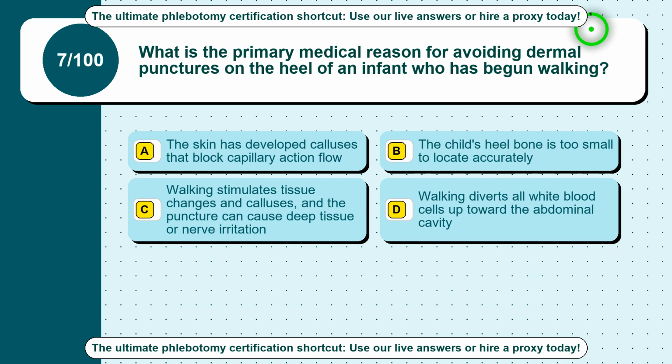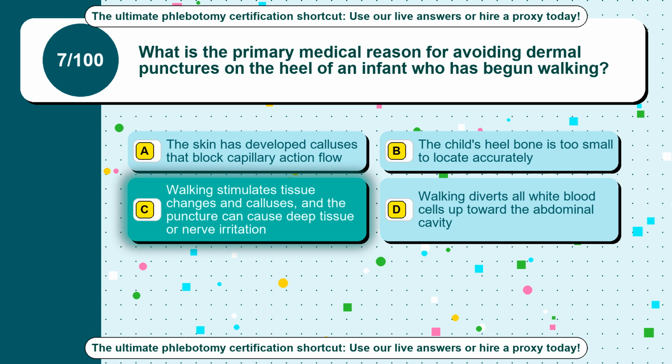Question 7. What is the primary medical reason for avoiding dermal punctures on the heel of an infant who has begun walking? Option A. The skin has developed calluses that block capillary action flow. Option B. The child's heel bone is too small to locate accurately. Option C. Walking stimulates tissue changes and calluses, and the puncture can cause deep tissue or nerve irritation. Option D. Walking diverts all white blood cells up toward the abdominal cavity. The correct answer is option C.